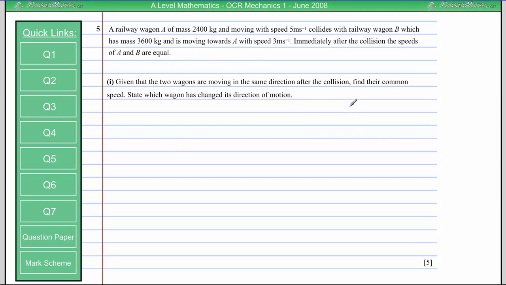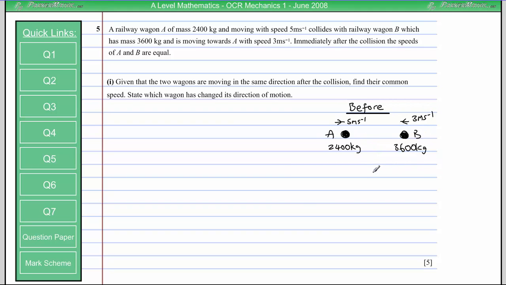Let's start off by drawing a diagram. So we're going to consider the situation before the collision and after the collision. So before the collision, we are going to have two separate particles. We're going to have wagon A, which has a mass of 2,400 kilograms and is moving with speed 5 meters per second. And we've got wagon B, which has mass 3,600 kilograms, and that is moving in the opposite direction with a speed of 3 meters per second.